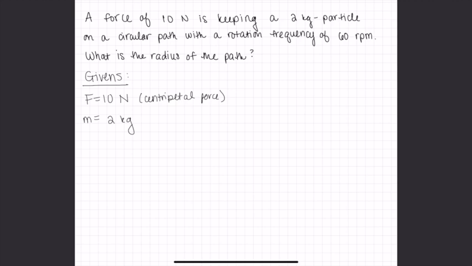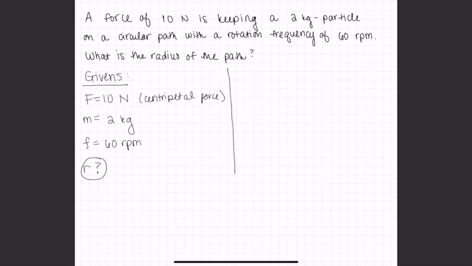And then they give us the rotation frequency. So I'm also going to write that out in 60 RPM. And then we want to know the radius. So I typically also like to write whatever variable or value I'm looking for with the question mark and then circle it, just so I have kind of a goal post that I know I'm working towards.